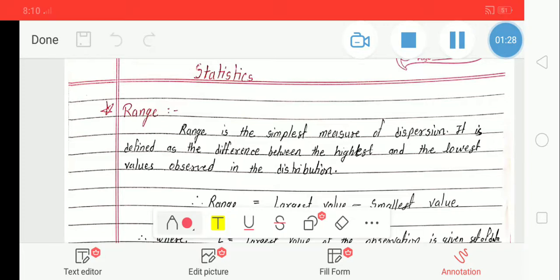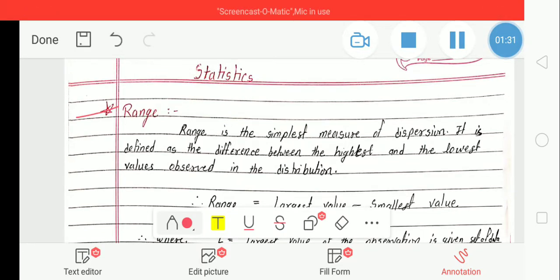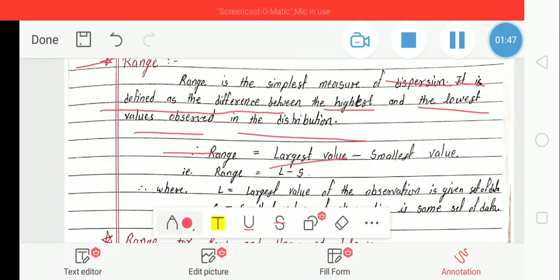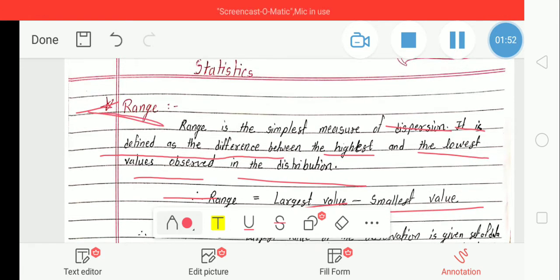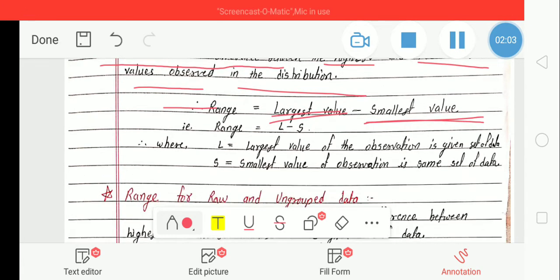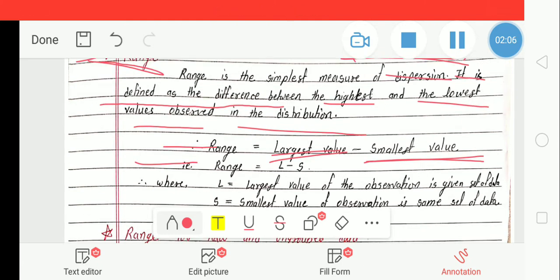Range. Range is the simplest measure of dispersion. It is defined as the difference between the highest and the lowest value observed in the distribution. Here, range is equal to highest value minus lowest value. When we find the dispersion, we find a range. So we take the largest value minus the smallest value, and we get the range of that dispersion.